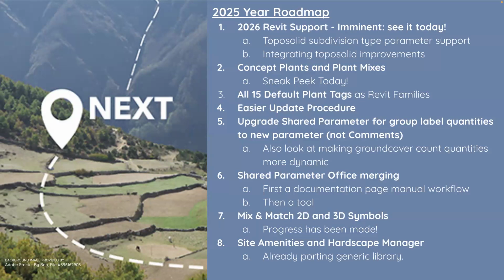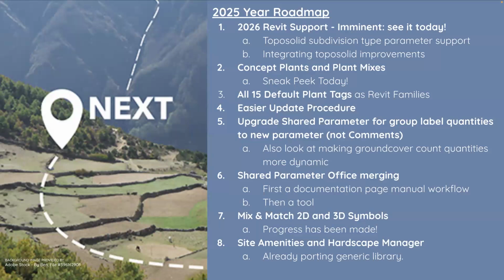I'm also going to be putting out very shortly all 15 default plant tags. If you're familiar with our AutoCAD plugin, we have 15 different plant tag styles. So we're putting them all out as Revit families. And with that push, I'm also pushing out some improvements to how those plant tag families are built, so they work a little bit better with different types of information.